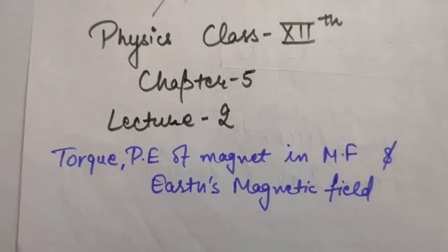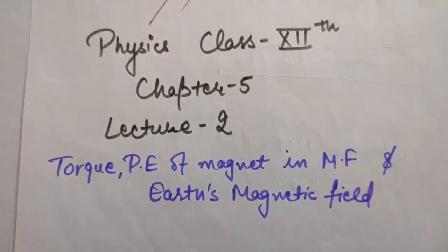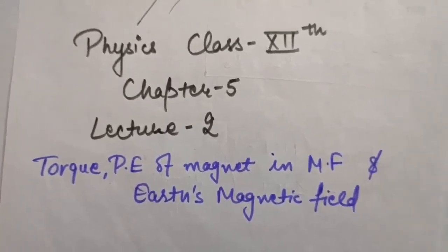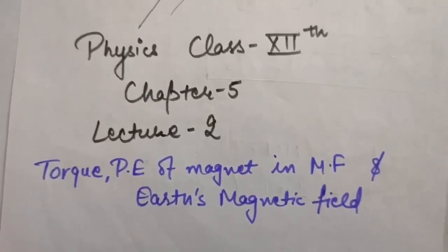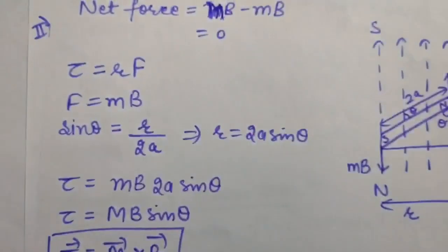Good morning, students. So this is physics chapter number 5, lecture number 2, and in this lecture you'll be studying the torque and potential energy of a magnet in a magnetic field, and the Earth's magnetic field. Okay, so let us start with today's first topic.